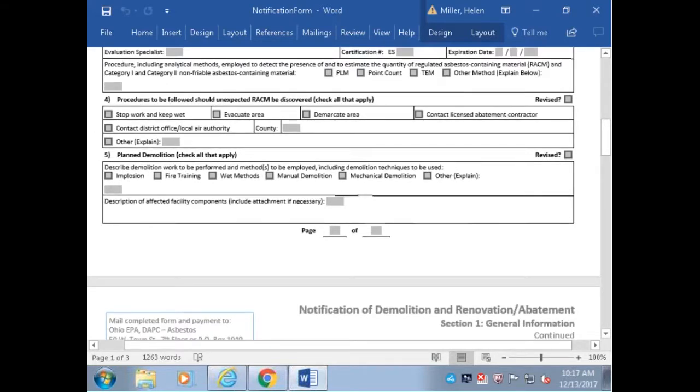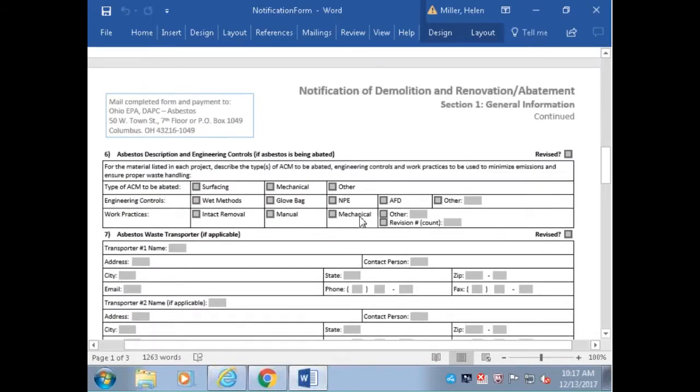Okay, planned demolition, same thing. A few of the things that we see quite often have been put in here to be check marked. If you have something different or additional, you can go in here and type that in. And a description of the affected facility components.